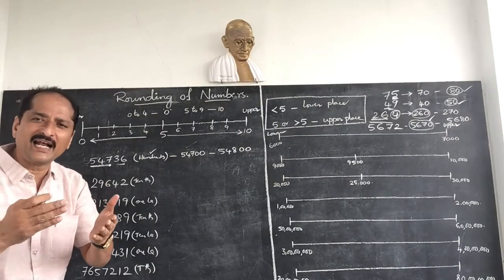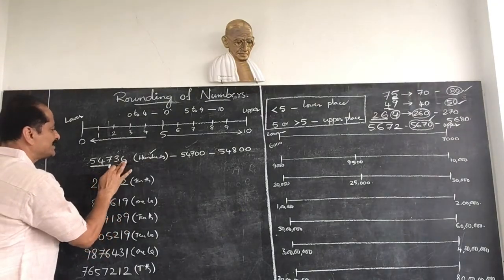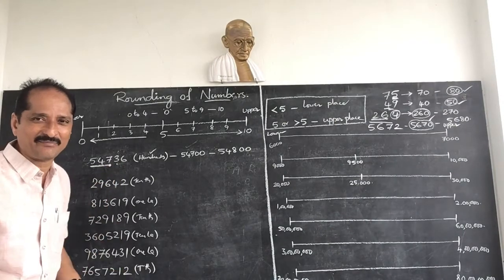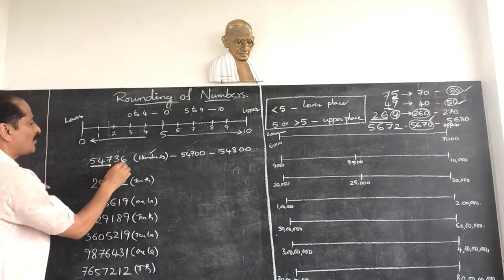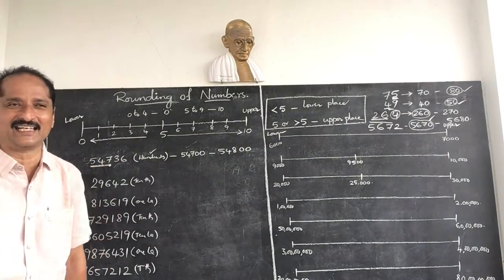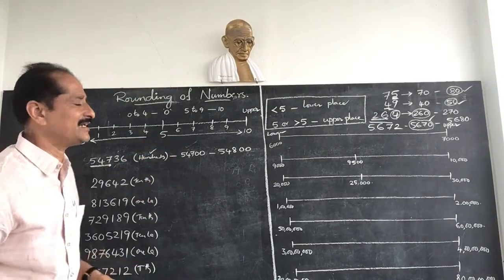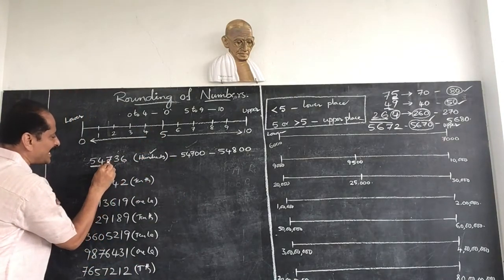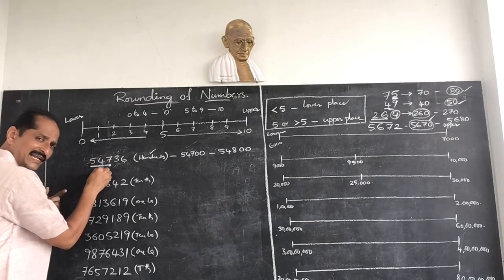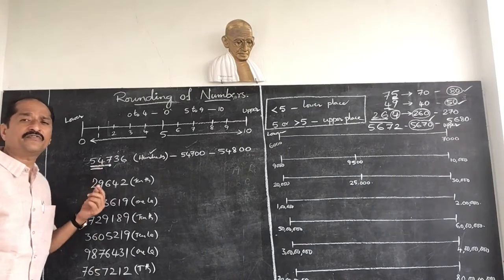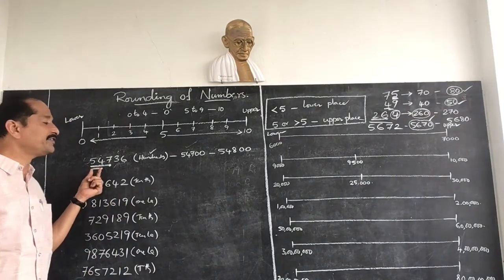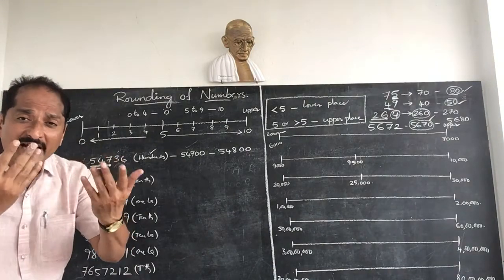How many tens are there in this number? Go up to 10 and more than 10. Up to ones, tens. That means up to here. 5473 tens are there in this number. How many hundreds are there? Ones, tens, hundreds. So 547 hundreds are there. How many thousands are there? Ones, tens, hundreds, thousands. So 1000 and above 1000. So 54 thousands are there in that number. That means this number is in between 54 thousands and 55 thousands.